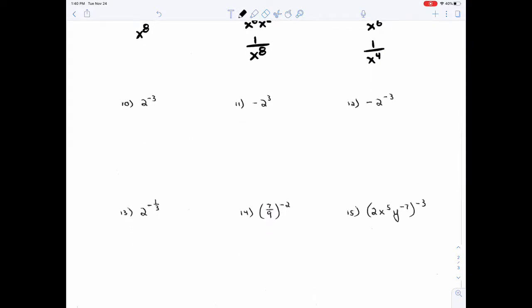We have 2 to the negative 3rd goes into the denominator, which is 1/8. And you could skip that middle step there. If you just want to go straight to calling it 1/8, that's fine. Notice it's not a negative number. Number 11 is a negative number. So we have negative 8, because 2 to the 3rd is 8. And 12 is both a negative number and has a negative exponent, so 2 to the 3rd goes to the bottom, and we have negative 1/8.